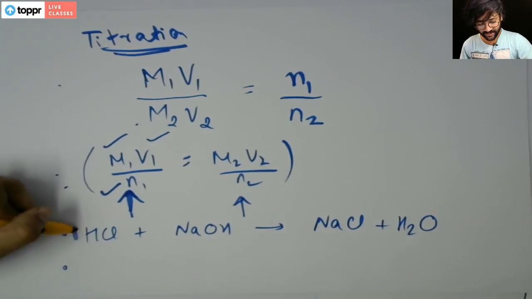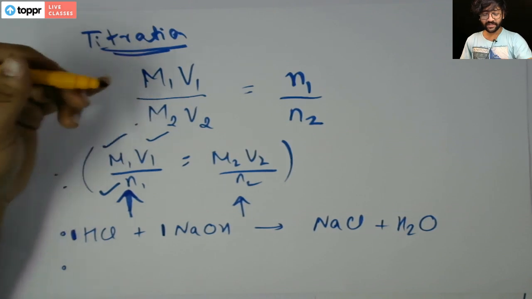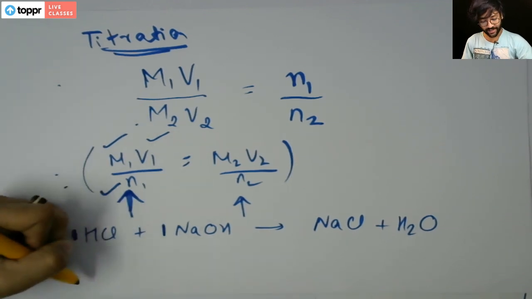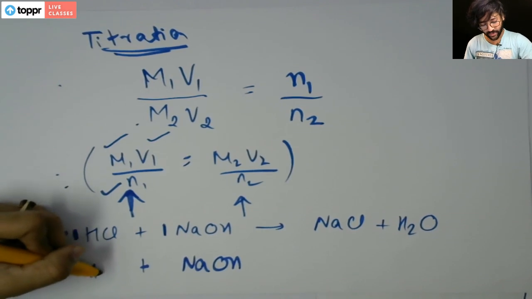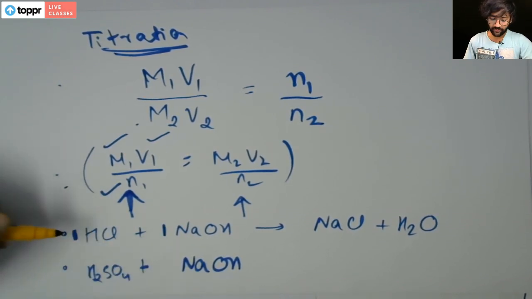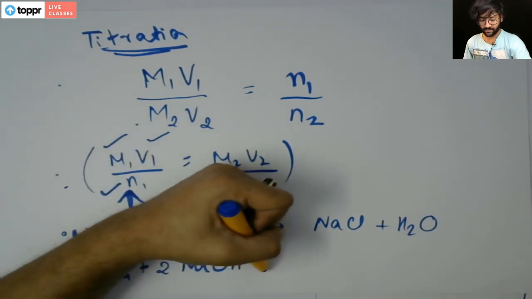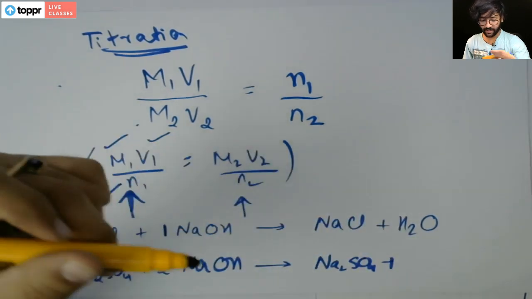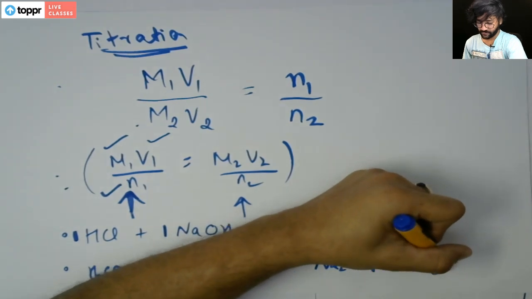Now here I see that there is a 1:1 ratio, right? So N1 and N2 are both equal. So we can just say that M1V1 equals M2V2. But this is not the case for every solution. For example, if I have NaOH but instead of HCl, I take H2SO4. For H2SO4 now we'll need 2 NaOH. This will give us Na2SO4 and 2 H2O.